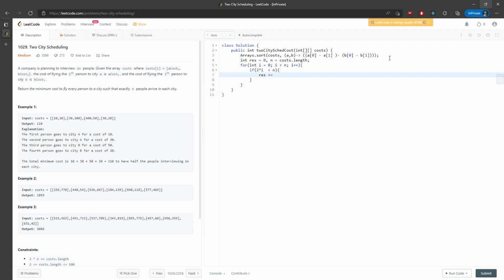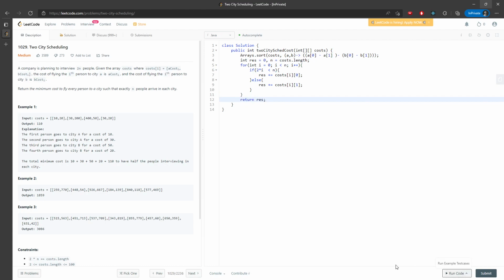And result will plus equal what? If this is the first half, so how do I know it's the first half? 2 times i less than n. You could do i divided by 2 to get the first half, but with the division by 2, if it's an odd number, you will get something a little bit weird. This one is more readable to me. I'm going to add the first value, and then else, result plus equal to the second value for the second half, and I will return result.